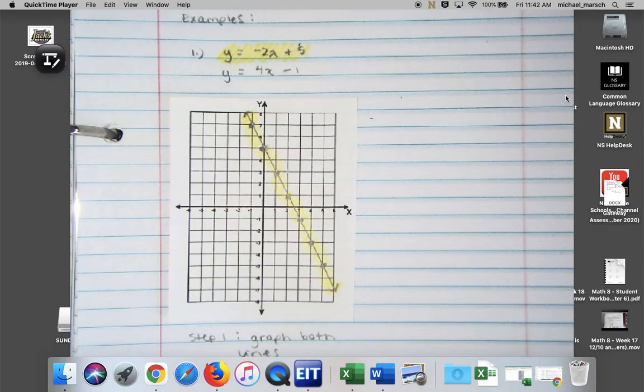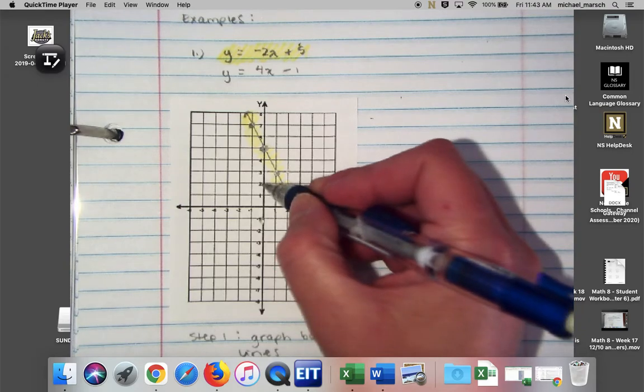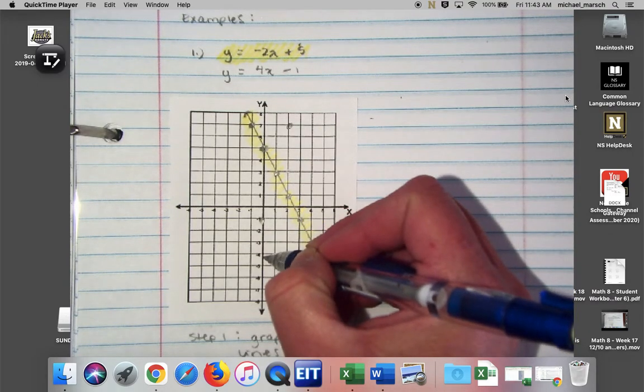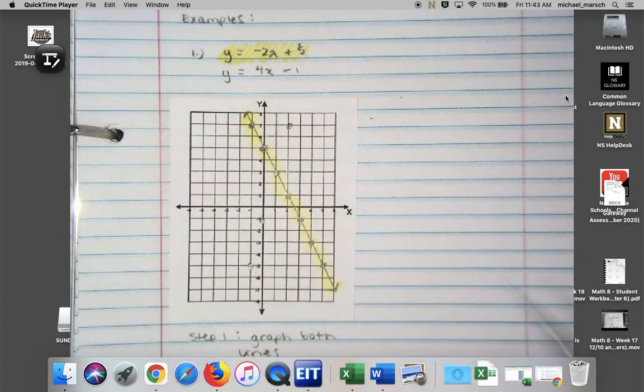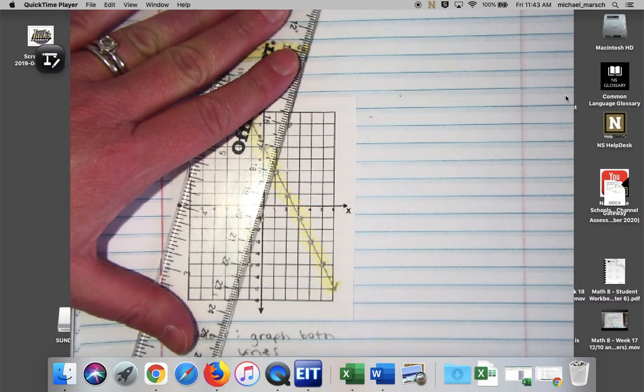So then I'm going to graph my second line. My y-intercept is -1. And my slope is 4, so 1, 2, 3, 4 over 1, 1, 2, 3, 4 over 1. Maybe go down 4 and back 1 for good measure. Connect the points.